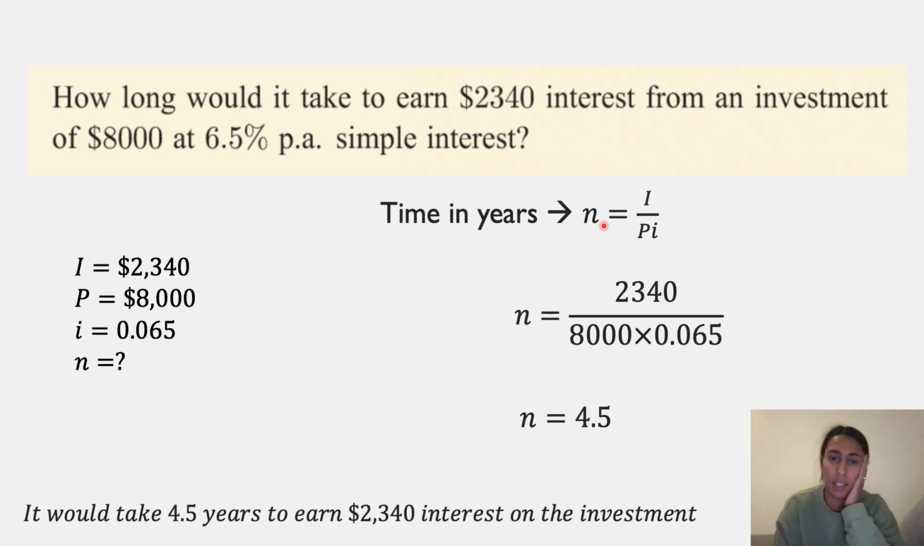If you wanted to answer the question in years and months, you'd keep the 4, so it would take 4 years, and then you would do 0.5 multiplied by 12, which would give you 6. So your other answer would be 4 years and 6 months. Either way is fine. It's up to you.